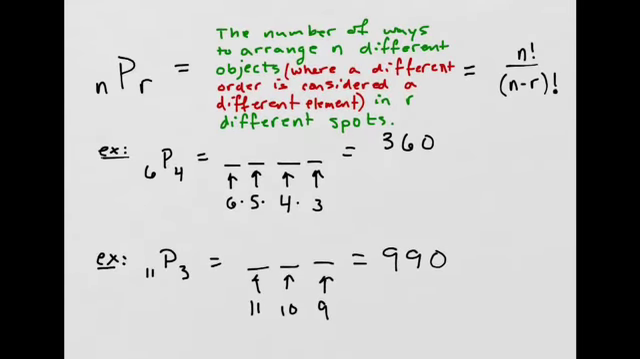That's the nPr part. That's still permutations. But next we're going to look at how to rearrange the letters in a word that have repeated letters.